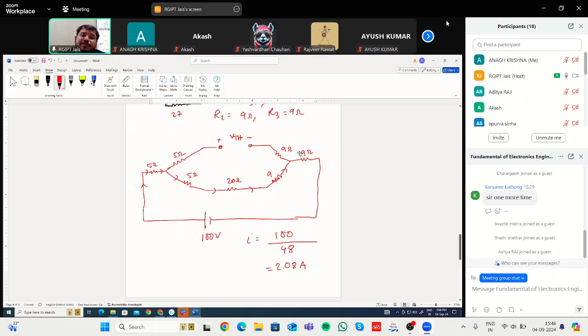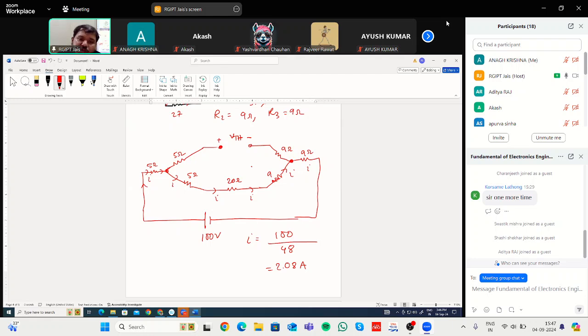Now, what will be your VTH? Who will tell what will be this VTH? So this current I is flowing through this path. Then what will be your VTH? This VTH is nothing but the voltage across these 2 points. Because no current is flowing, there will be no voltage drop across this 5 ohm and 9 ohm. So whatever is the voltage here, that will be the same voltage you will get here.